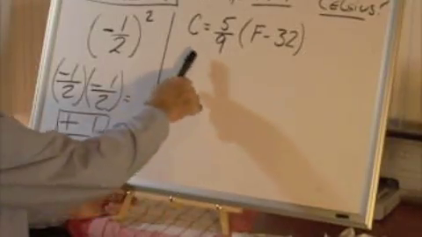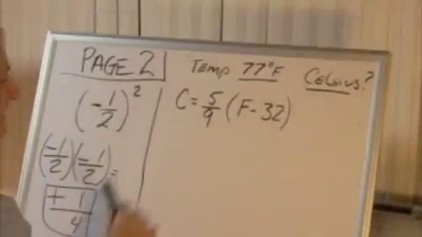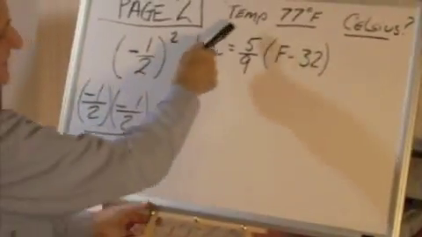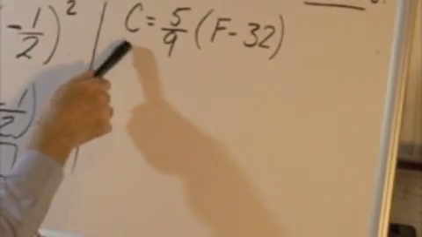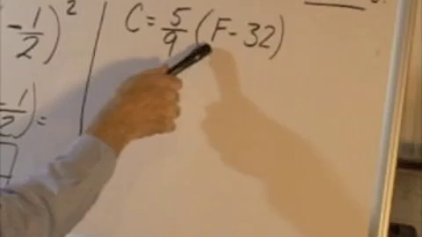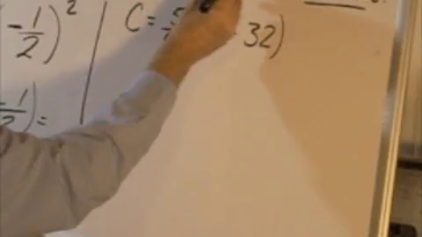Over here, this is a typical problem. A lot of folks have seen something very much like this. Here you've got a temperature in Fahrenheit of 77 degrees. I want to know the Celsius temperature. Using the equation, Celsius is 5/9 of the Fahrenheit temperature minus 32. F, of course, is the 77.